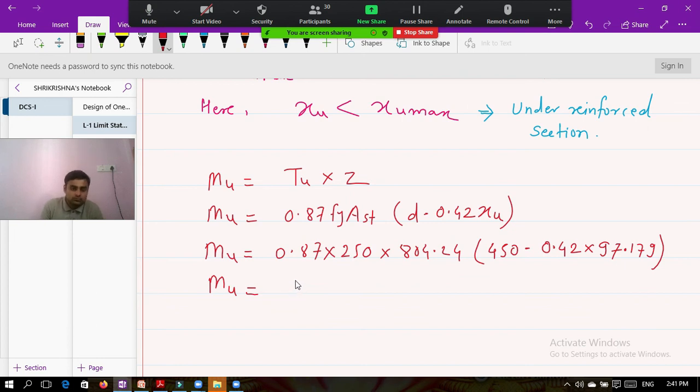71.57. Repeat, 71.57. Okay. The answer is 71.57. Is it the right answer? Yes, sir. So remember 71.57 kilonewton meter. This is the answer.